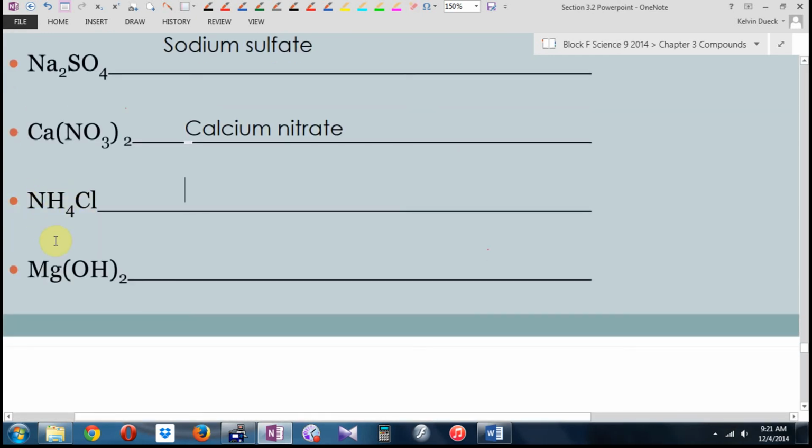NH4Cl. How can I tell that's polyatomic? Because there's more than 2 capital letters. Now, NH4, that's a positive polyatomic ion. It acts like a metal. It's not a metal, but it behaves like one. What's NH4 called? Ammonium. Cl. What do I do for Cl?